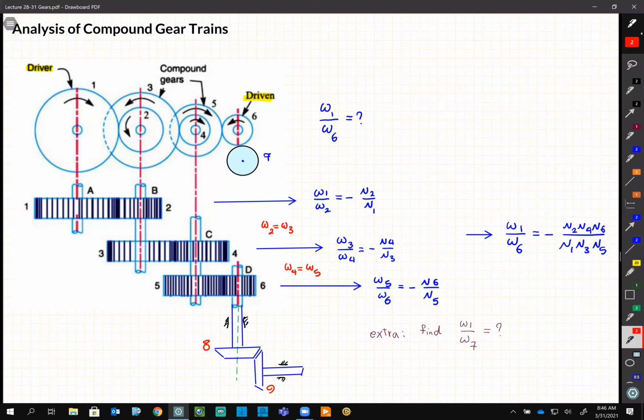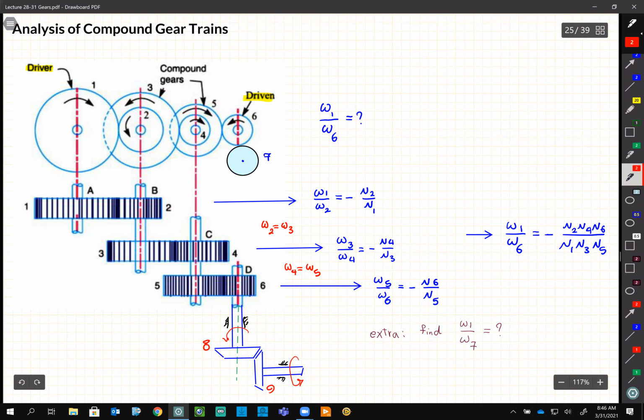Let's say if this guy is rotating like that from the top picture, then this one is going to rotate like that. So what happened here, not only the direction changed from counterclockwise to clockwise, also a 90-degree change in the direction of the power. How we solve it? The same way.